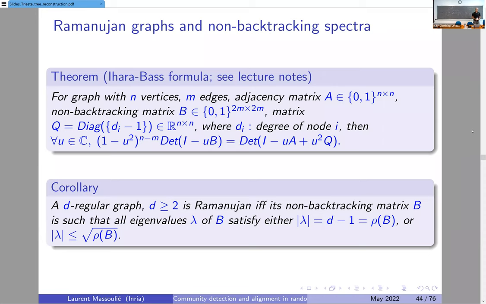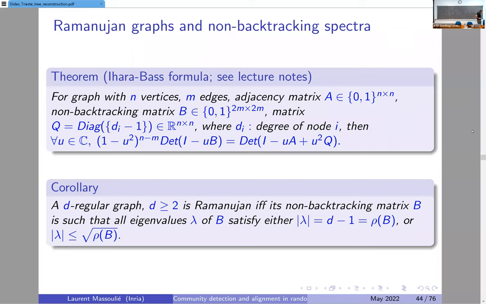What's the relationship between what I was telling you about and these Ramanujan graphs? So there is a beautiful formula about non-backtracking matrices, the Ihara-Bass formula, and that gives you a lower dimensional characterization somehow of the spectrum of the non-backtracking matrix of a graph. So assume you have a graph G, you have its associated non-backtracking matrix B, and you're interested in its eigenvalues. So you're interested in the roots of the determinant of the identity minus u times B, so that are going to be the reciprocals of the eigenvalues.